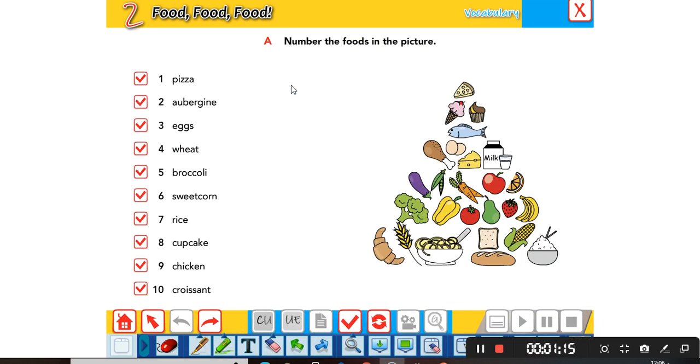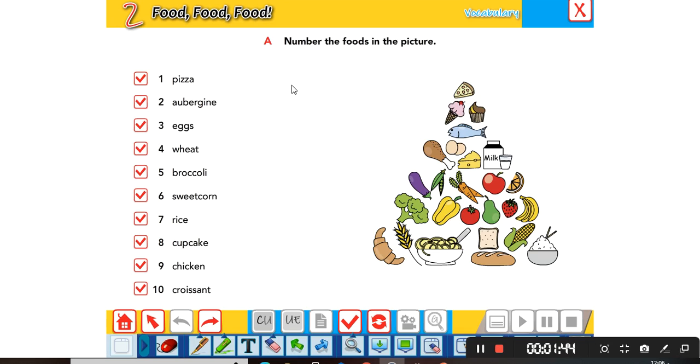Now, after introducing these words, I need you to have a closer look at this picture, which you will find in your book. In this picture, you have more than one item of food. Some of them are written here. We have 10 words to express these food items, and we need to name the items or number them from the picture. So pause the video for 1 minute and try to name each item as you can see in the picture.